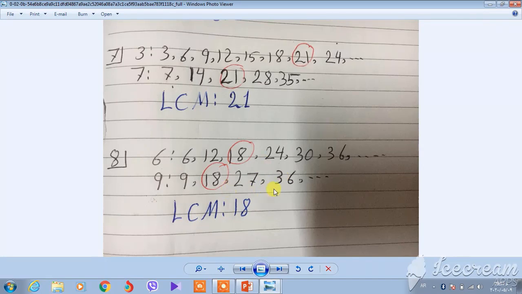We have two common multiples: 36 and 18. But which one is least? 18 is least. So LCM is 18.